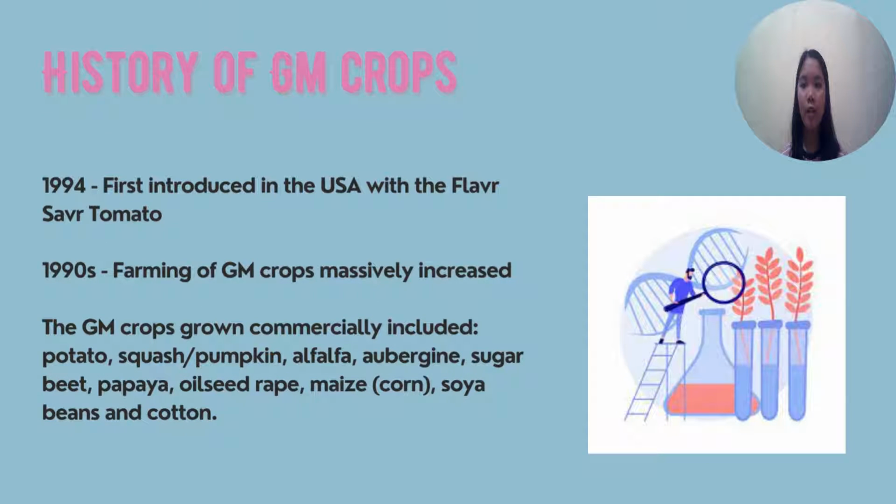GM crops were first introduced in the USA in 1994 with the Flavr Savr tomato, which had been genetically modified to slow its ripening process, delaying softening and ripening. The farming of GM crops has massively increased since the mid-1990s. The GM crops grown commercially include potatoes, squash, pumpkins, alfalfa, aubergine, sugar beet, papaya, oilseed rape, maize or corn, soybeans, and cotton.